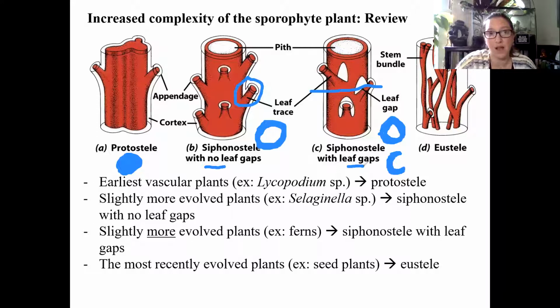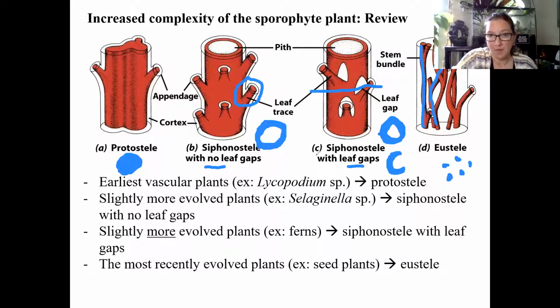You can go back to lecture 5 to look at these kind of things. And I think also lectures, well, it's only one lecture, but 6 and 7, right? Also, I think we talk about this. And the most recently evolved plants have a eustele. Eustele is basically, if we were doing a cross section of it, the vascular tissue is in rods. So like here is a rod of vascular tissue. Here is another, I gotta move this. Here is another rod of vascular tissue, right?